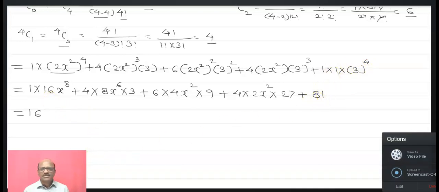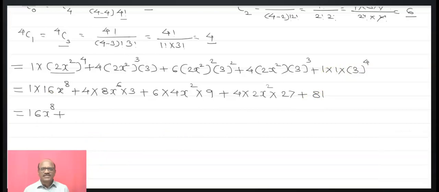Now again the simplification. That is the first is 16 x raised to 8. Second 4 into 3 into 8. That is a 96 x raised to 6. Third, 216 x square. It must be x raised to 4. I had changed it.